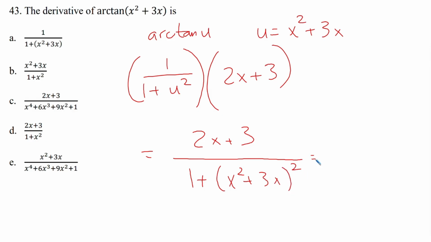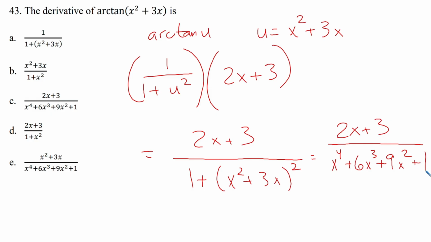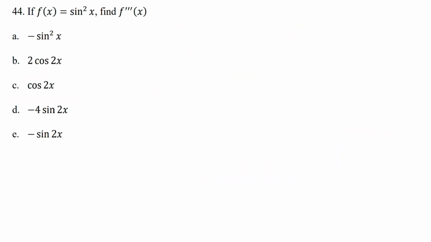And if we expand out the x squared plus 3x, that'll be x to the 4th plus 6x cubed plus 9x squared. And then we still have the plus 1 there at the end. And so it looks like that looks like answer choice C. Just a few more to go here.